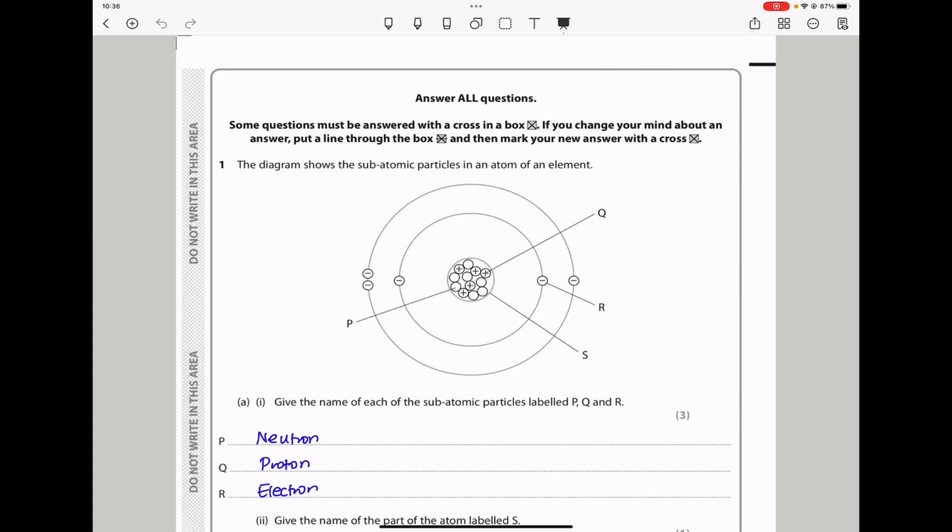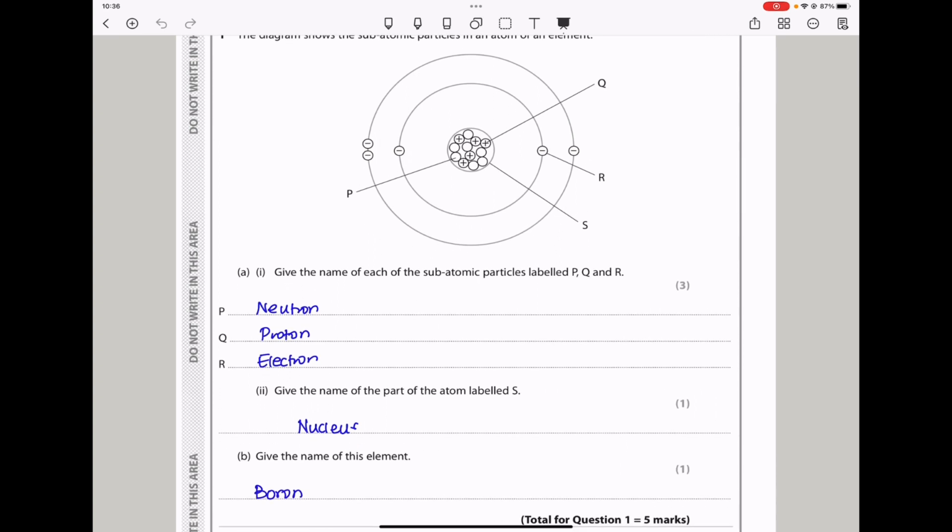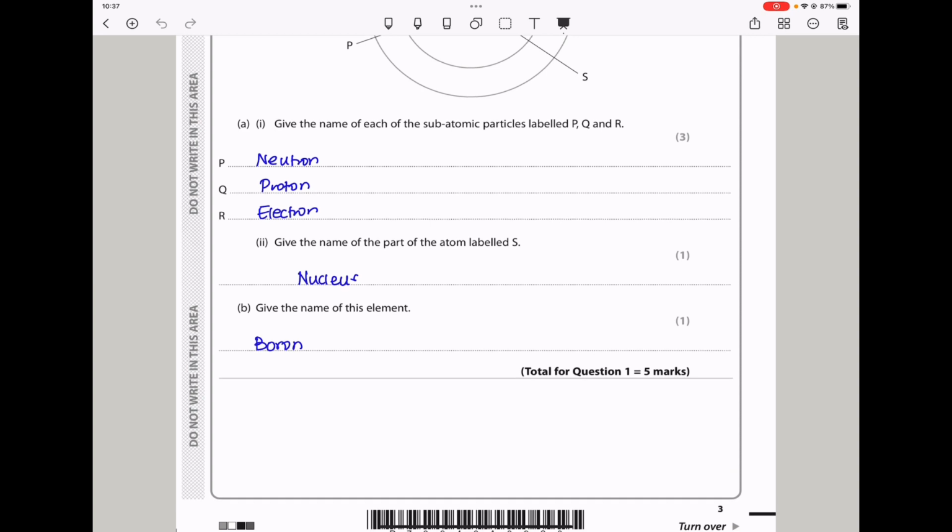Question 1. The diagram shows the subatomic particles in an atom of an element. This is the atom. We have electrons, protons as well as neutrons. The question asks, give the name of each of the subatomic particles labeled P, Q, and R. We can see P has no charge, so those are going to be the neutrons. Q is positively charged, so that's a proton, while R has a negative charge, so that is going to be an electron.